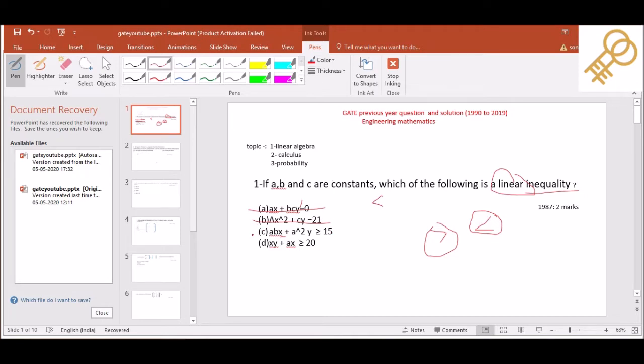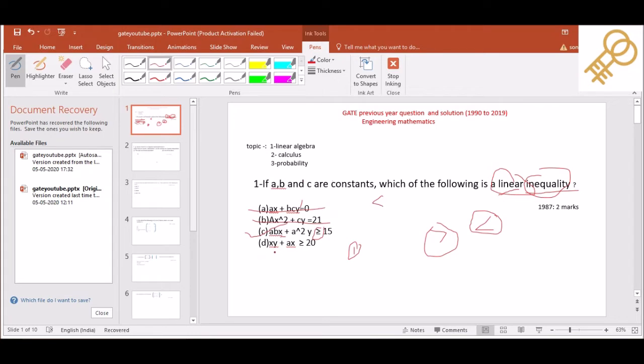So coming to the next option, your next option is abx plus a square y greater than or equal to c. It contains the greater than, it means the inequality condition is satisfied. Now we have to check whether it is linear or not. Here x and y, the arbitrary variables, have power 1, so both have degree 1. So this is linear, so this is the correct option for this question.